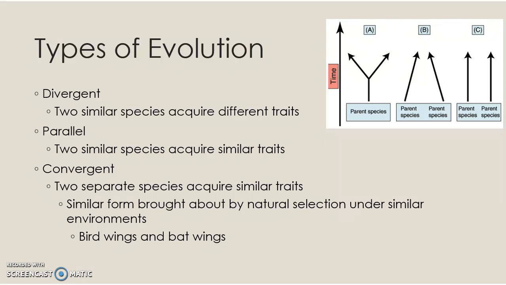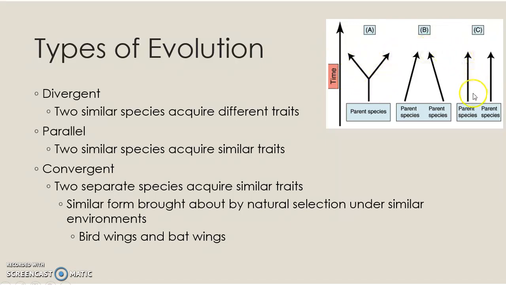We classify everything in this class, organisms and concepts and everything else. So of course we classify evolution itself. We say that there are a few different ways that evolution happens. You can have divergent evolution. This is when two species that are similar acquire different traits, so they diverge. Okay? So maybe they started as one species and they filled two different ecological niches, and they diverged into two different species. Okay? So divergent, the species diverges into two species.